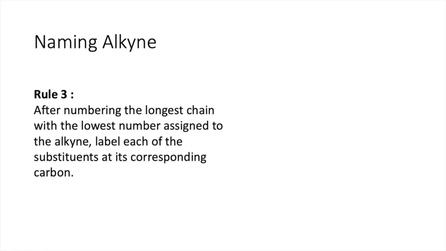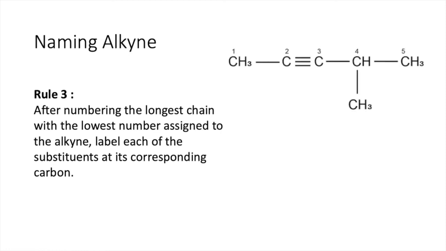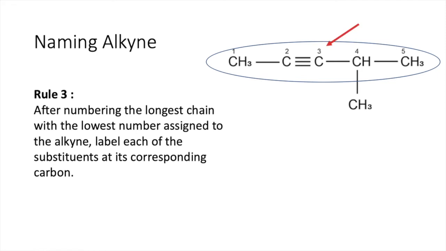Rule number 3. After numbering the longest chain with the lowest number assigned to the alkyne, label each of the substituents and its corresponding carbon. This is the structure of an alkyne. This is the longest chain, and this is how we number the alkyne, starting from the end closest to the triple bond. And this is the substituent. The substituent is located at carbon number 4.